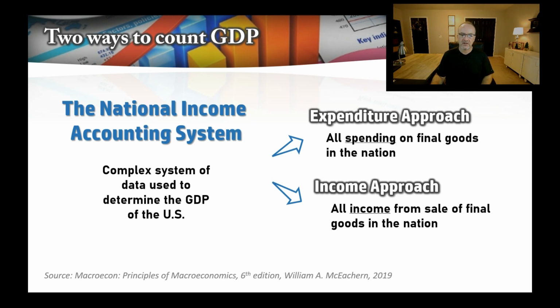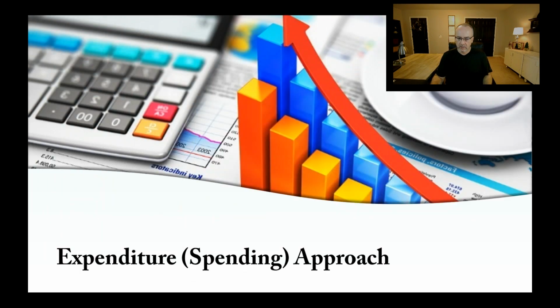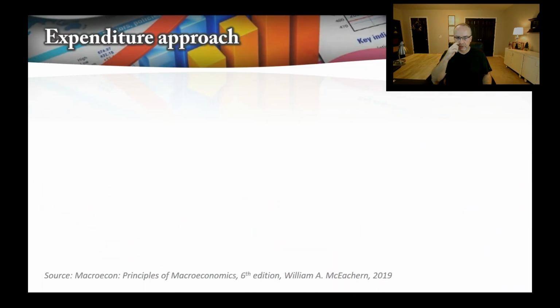But let's take a look at these 2 ways of counting GDP. As I've said, the result is the same either way because income equals spending. If we spend it, from when you're talking about accounting, if you spend it, then it has to come from income. So it balances out either way you do this. Both should be the same. In fact, they can be a check on one another. So what about this expenditure or spending approach?